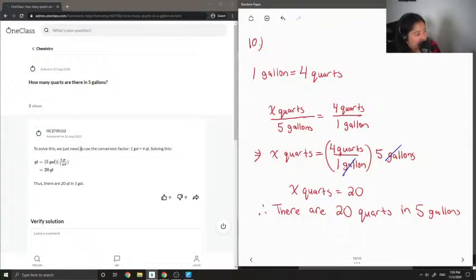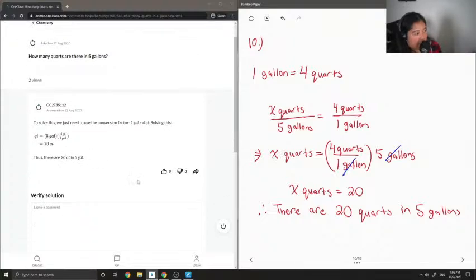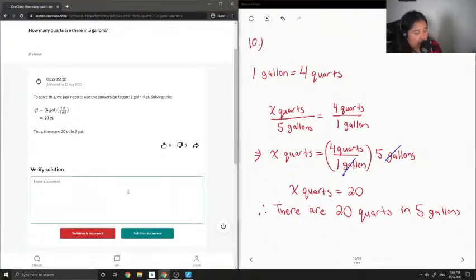Let's see the answer from our junior tutor. To solve this, we just need to use the conversion factor. 1 gallon is equal to 4 quarts. Solving this, they just multiplied it out and got 20 quarts. So this solution is correct. The simple unit conversion.